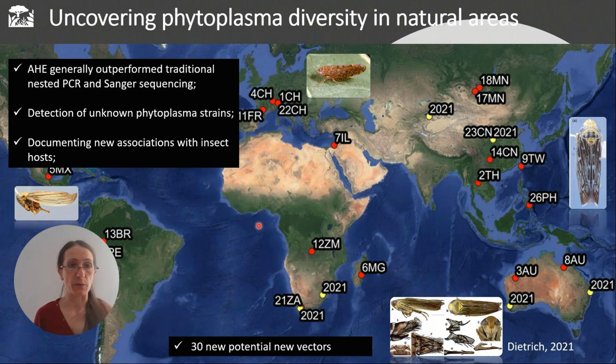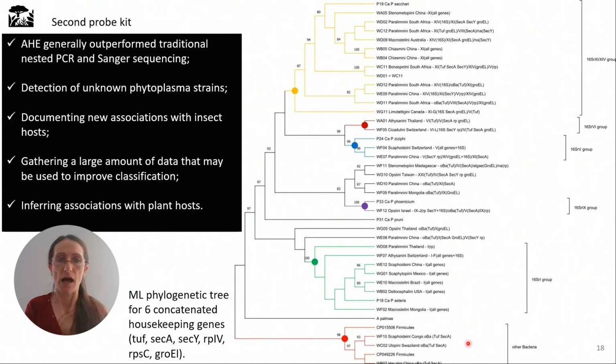Here is the same information reported on the map. I wanted to show you that another important result is that we documented and recorded for the first time 30 new potential insect vectors. One of them, you may want to see here, is new for science, a new species for science.